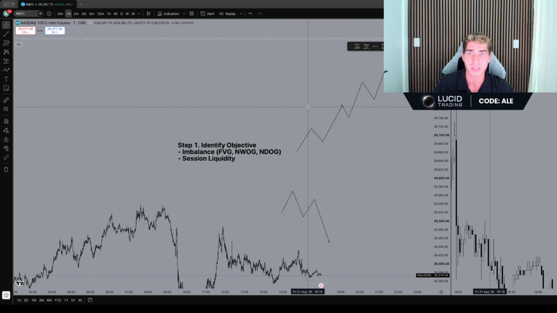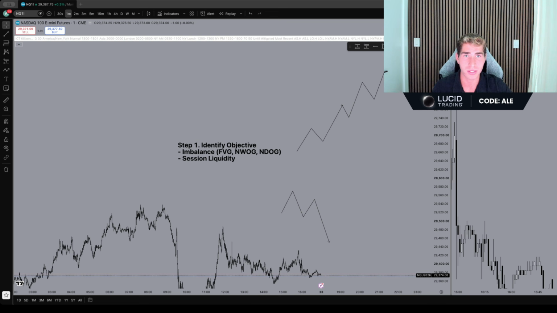An objective is some sort of imbalance in the market, an opposing fair value gap, an opposing new week opening gap, or new day opening gap. It could also be session liquidity. What is session liquidity? If you don't know what an imbalance such as a fair value gap or new week opening gap is, I'll explain that in a second.